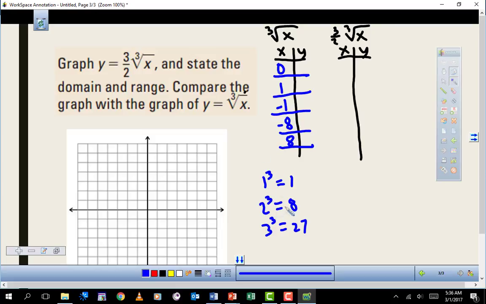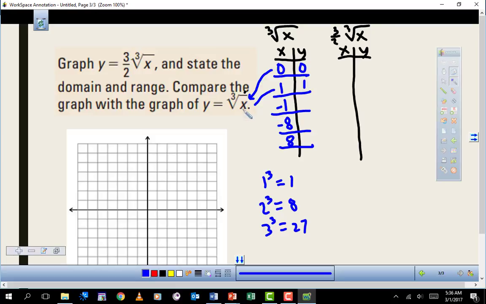Because those will be easy. It's easy to do these cube roots. Now once again, if you want to pick some other numbers, that's fine. Just put them in your calculator and find the decimal equivalent. I just think these are easy. So if we put 0 into here, of course the cube root of 0 is 0. If you put 1 in here, the cube root of 1 is 1.